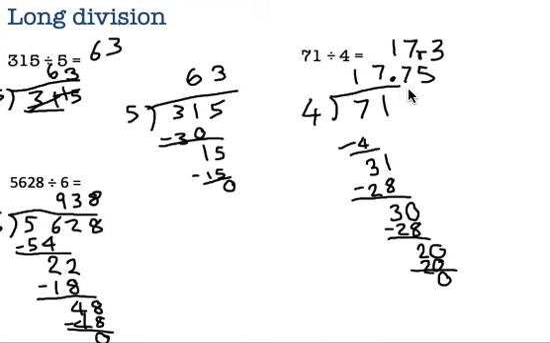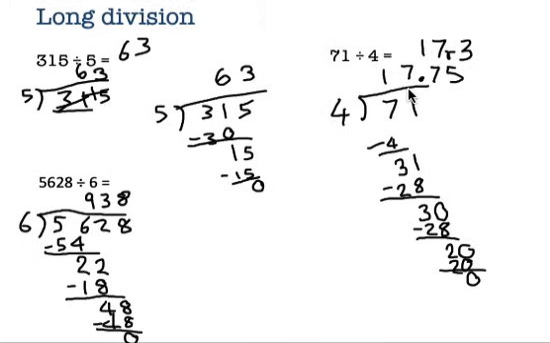Okay, so that's how you do division without a calculator. Long division only works if the number that you're dividing is bigger than 10 times whatever you're dividing by. So, say for this example, this is bigger than 10 times 4. 71 is bigger than 40, so I can do my long division.